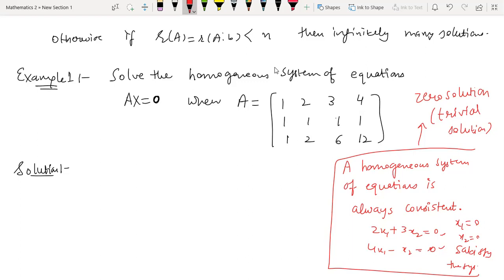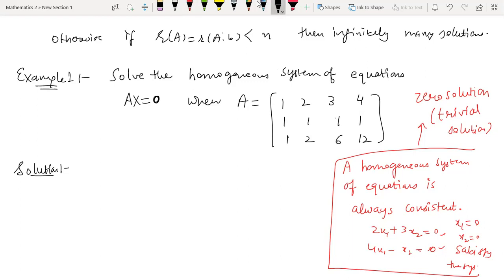Okay, so there are two possibilities for a homogeneous system of equations. Either there exists only the zero solution, or there exist other non-zero solutions also. So in these kinds of questions, we are trying to find the other solutions, not the zero solution, because zero is already known to us. So now let's move ahead.